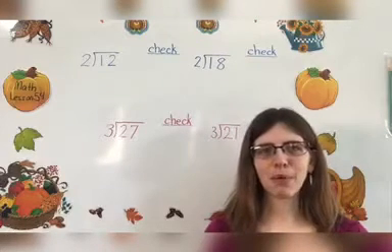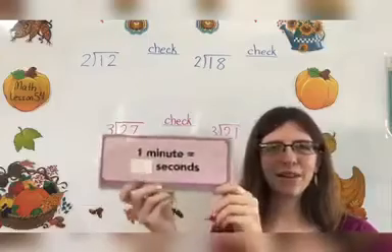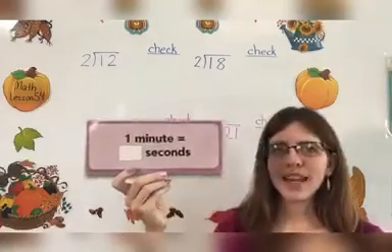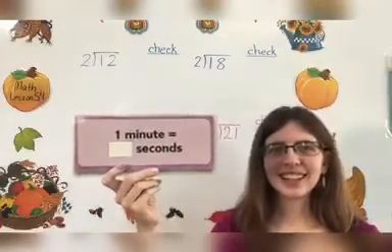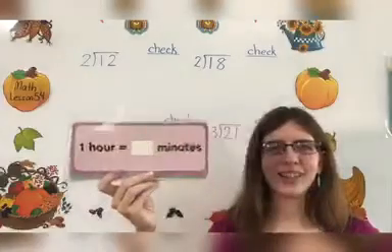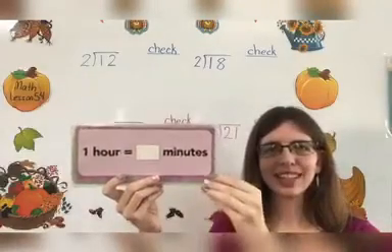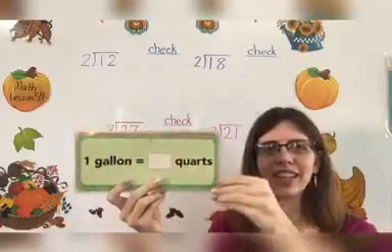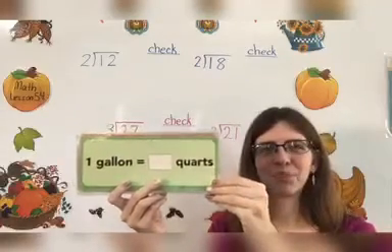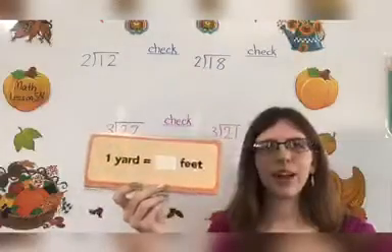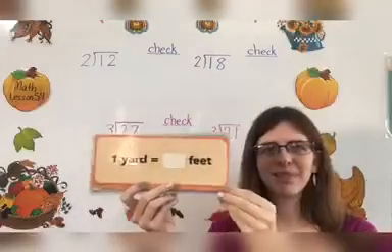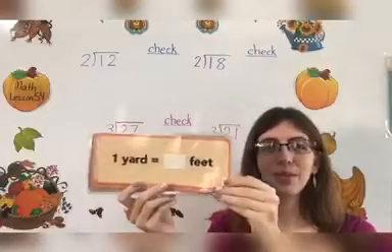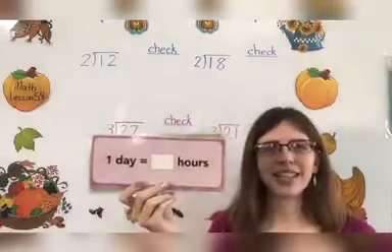Okay, I'm mixing them up right now. All right, here we go. 1 minute equals 60 seconds. 1 hour equals 60 minutes. 1 gallon equals 4 quarts. 1 yard equals 3 feet.